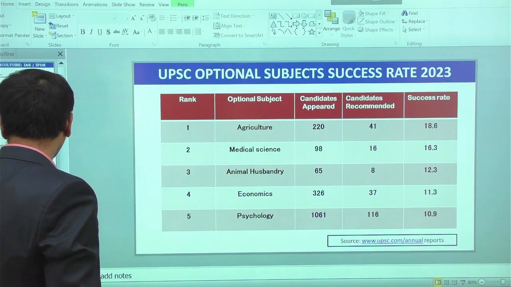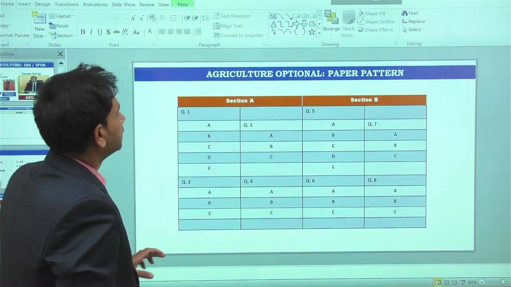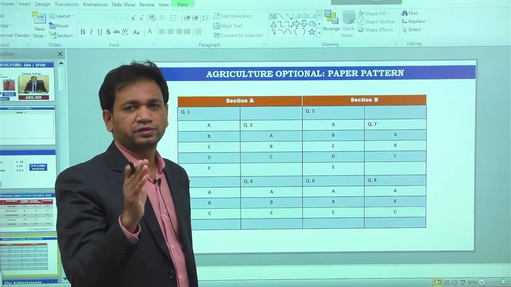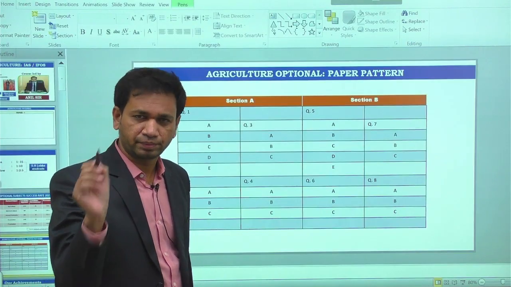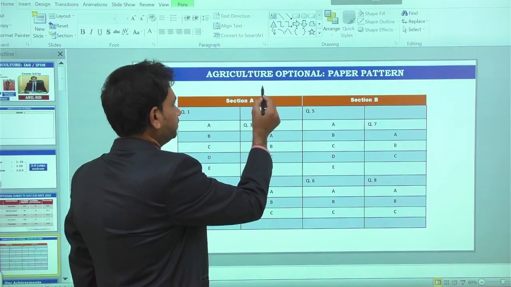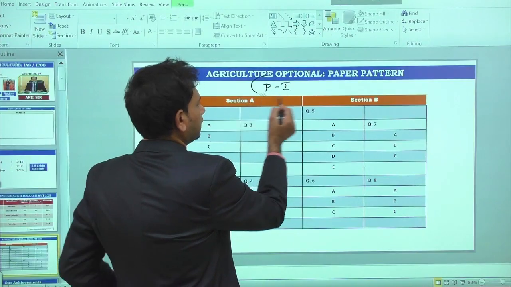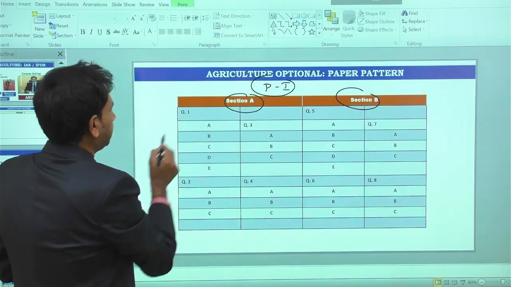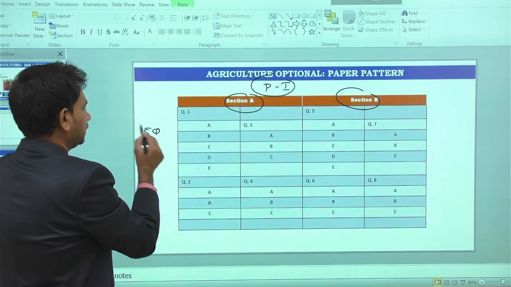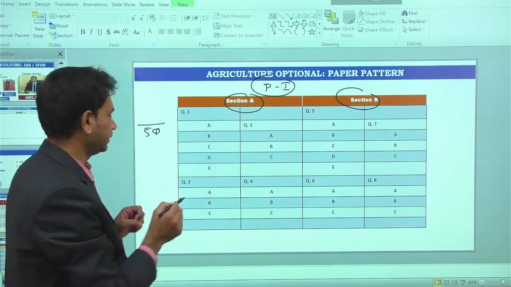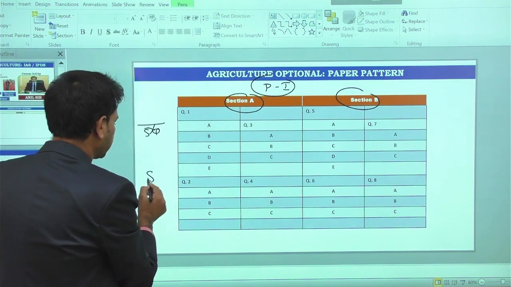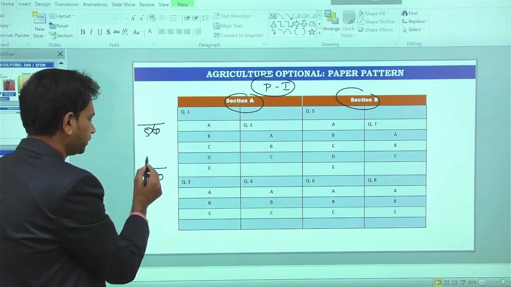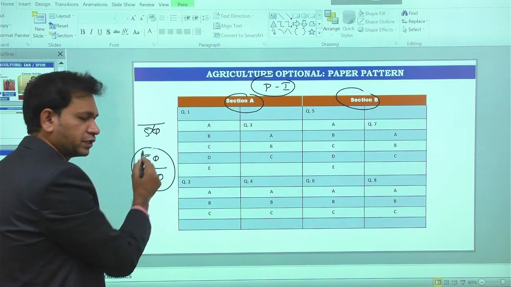Then in the case of the agriculture optional, we have two papers: paper 1 and paper 2. Within paper 1, there are two sections, section A and section B. So we have a total of 8 questions, and out of the 8 questions, we need to attempt 5 questions.